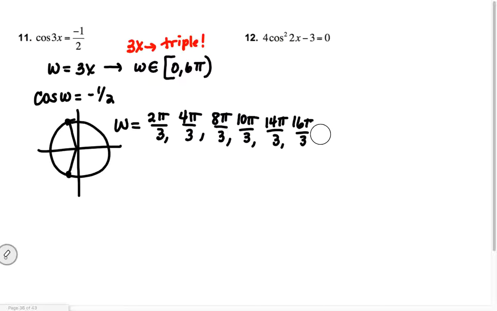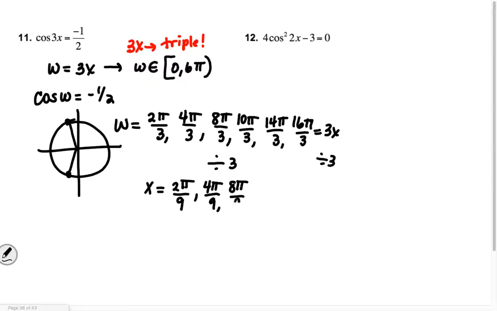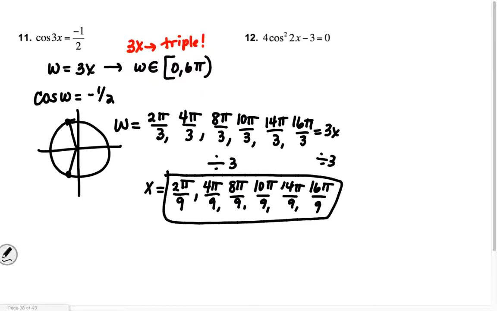So w was really equal to 3x. So I divide all my answers by 3 to solve for x. This is not hard. You guys can do this, all this grumbling. All right, so I get 2 pi over 9, right? Because I'm multiplying by 1/3, same as dividing by 3. I get 4 pi over 9, 8 pi over 9, 10 pi over 9, 14 pi over 9, and 16 pi over 9. Those are my 6 solutions.